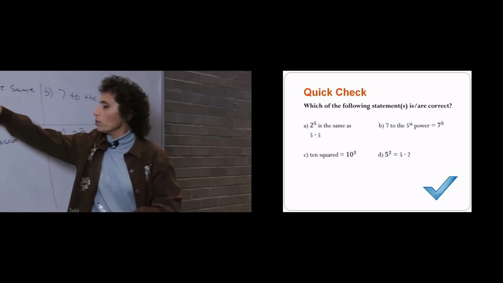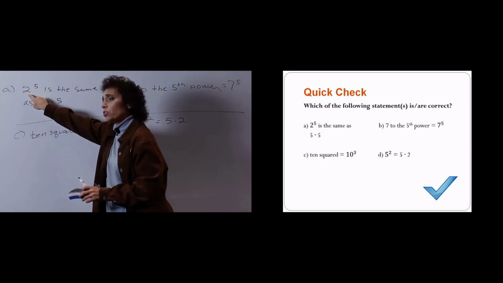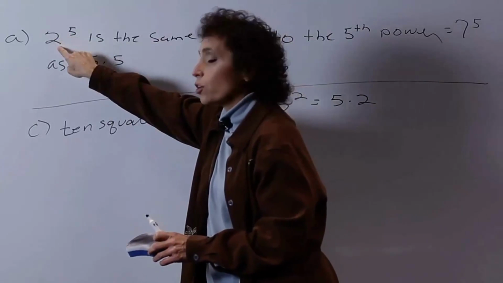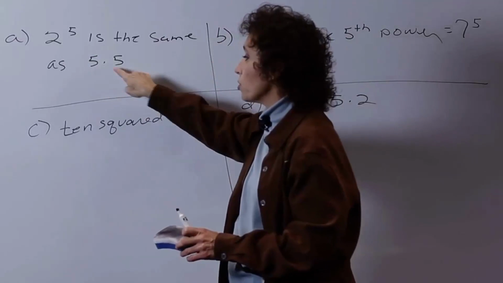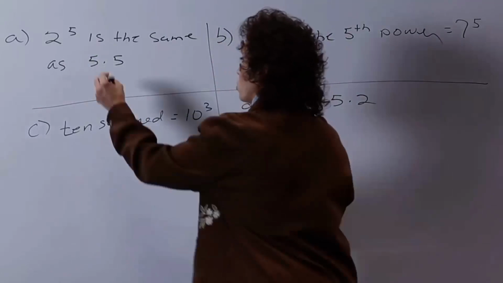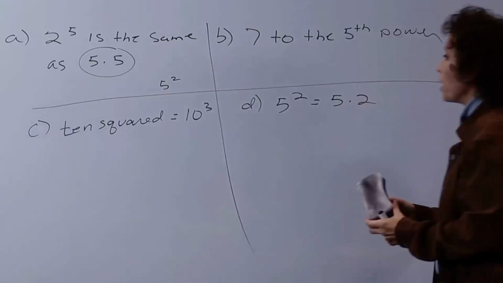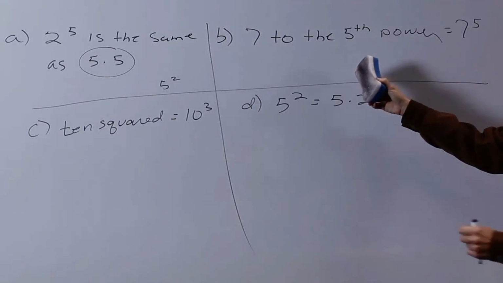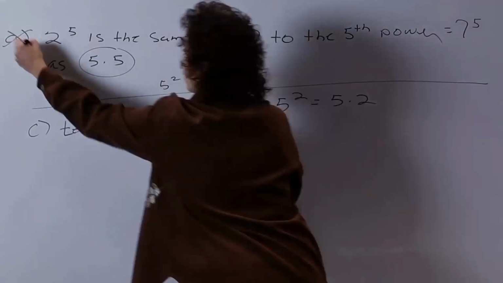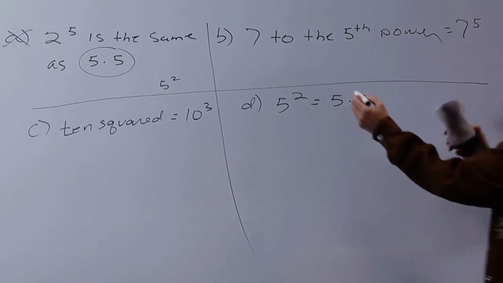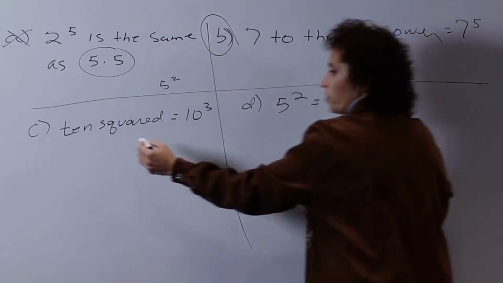2 to the 5th power means, remember, 2 is the base. So the base raised to the 5th power means the 2 occurs 5 times as a factor. So this is not correct. This would actually be 5 squared. So that's not working out. Okay. 7 to the 5th power means 7 raised to the 5th power. That is definitely true. Let's see why the others are not true.